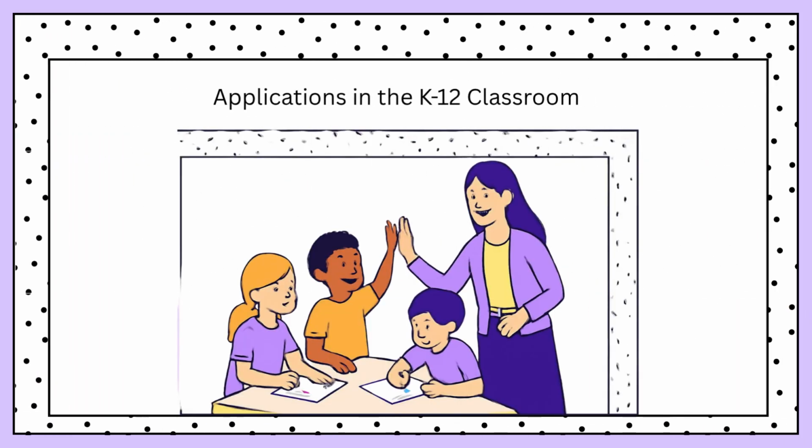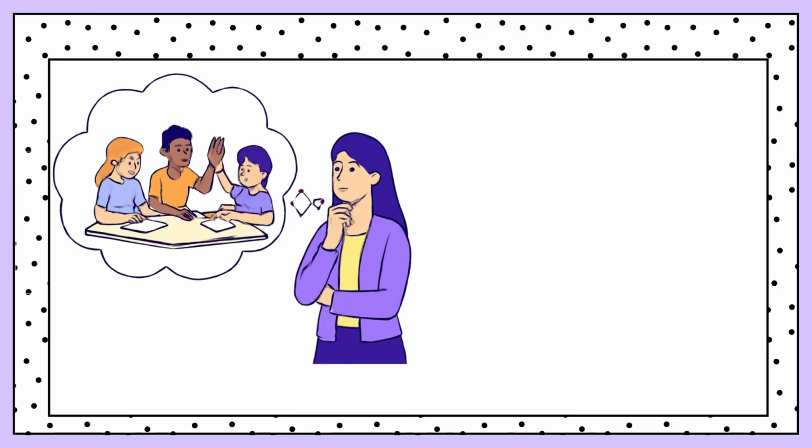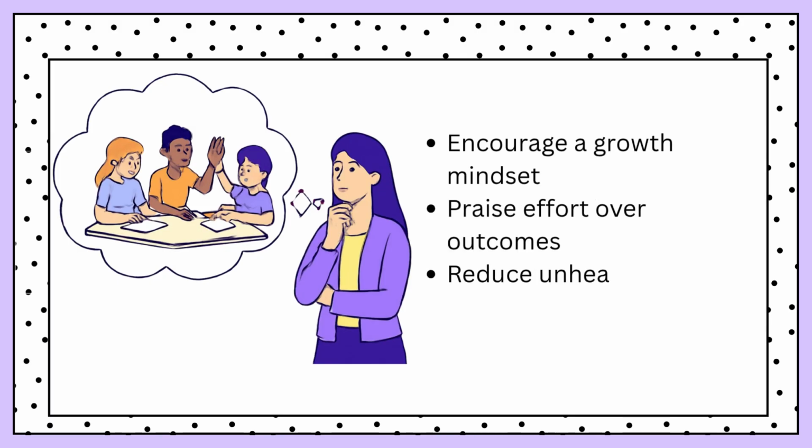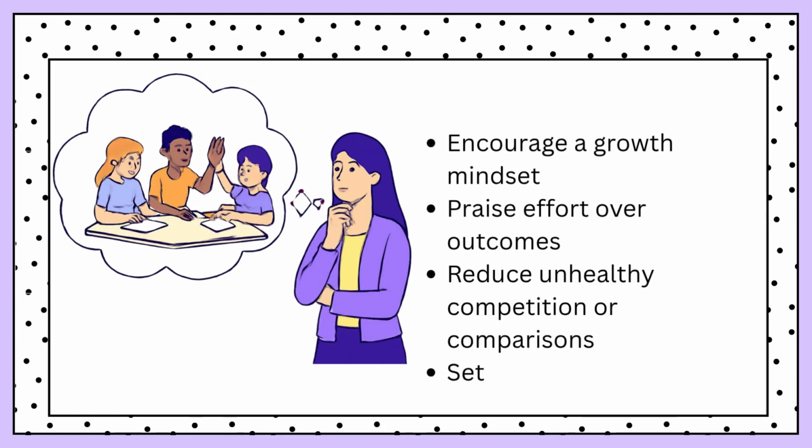Applying the goal orientation theory personally reinforced the importance of understanding students' motivational orientations in the classroom. Not all students are motivated by competition. Many benefit more from opportunities for personal growth and mastery alone. Keep these things in mind when trying to motivate a student to reach their potential. Encourage a growth mindset, praise effort over outcomes, reduce unhealthy competition or comparisons, and set achievable goals. Motivation grows when students focus on becoming better, not simply being better than others.